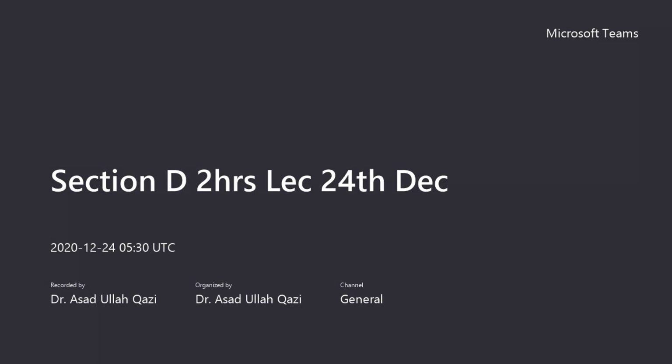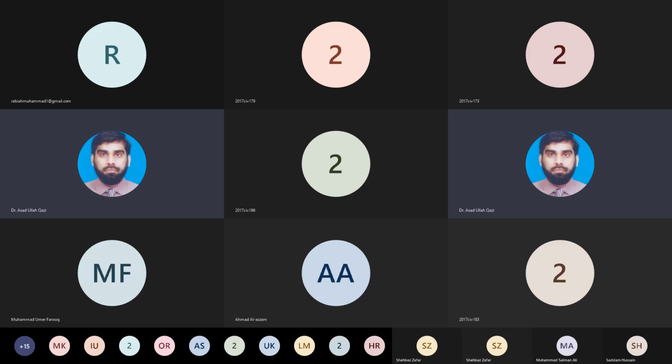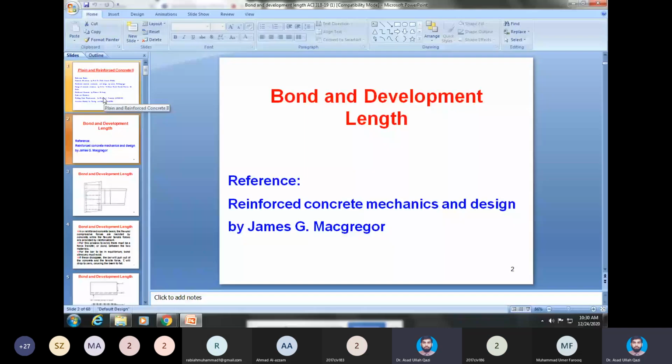We learned in PRC1 that there is a composite action: steel and concrete are bonded together. There is a perfect bond between steel and concrete, and there were a few assumptions on the cross section: plane sections remain plane. There is a perfect bond between steel and concrete, and on our cross sections we considered that T is equal to C. So tension is equal to compression.